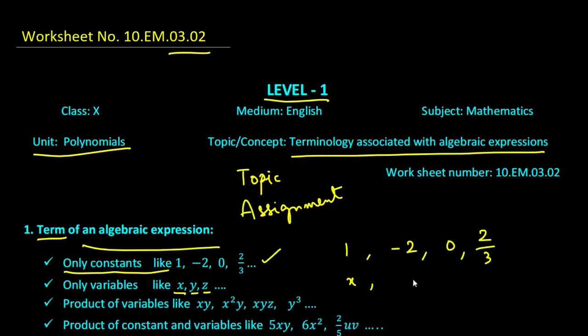X is a term, y is a term, z is a term, or a product of variables. Products of variables are terms. Here we have x and y. X into y is represented as xy. Xy is a term. X square y is a term. XYZ is a term. Y cubed is a term.